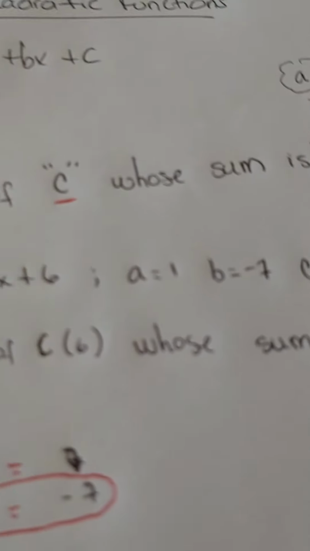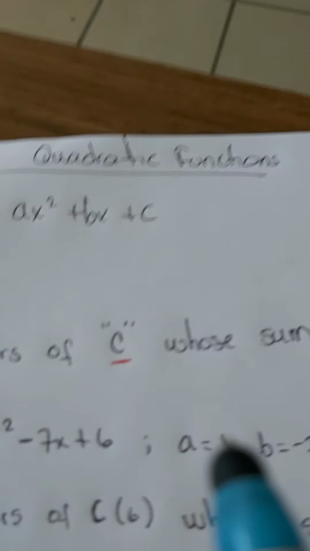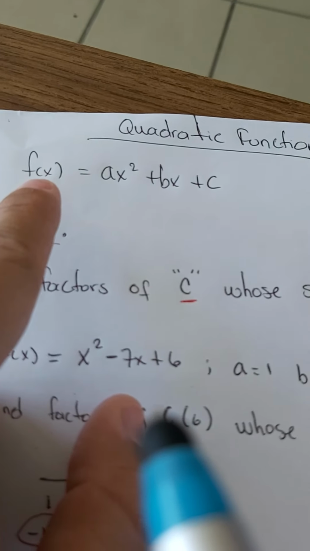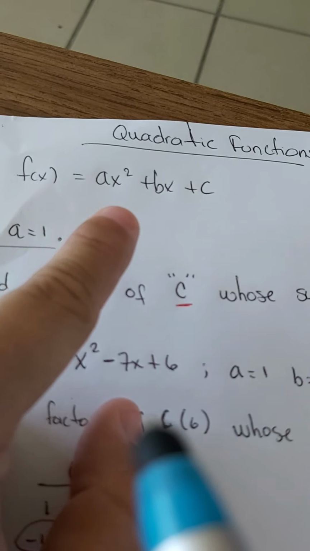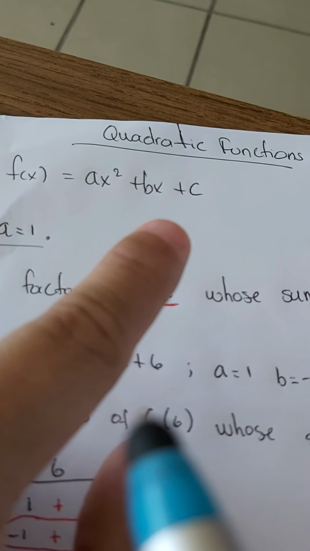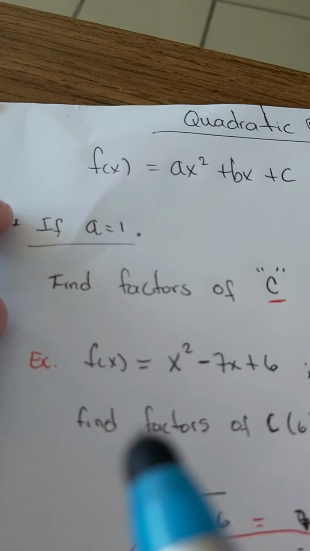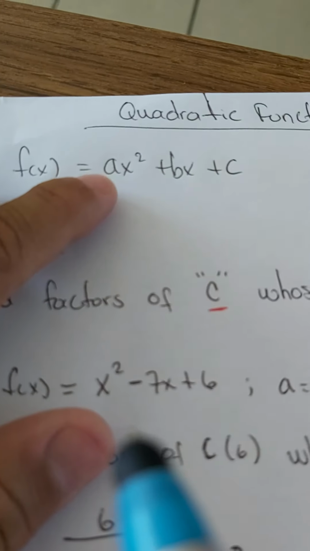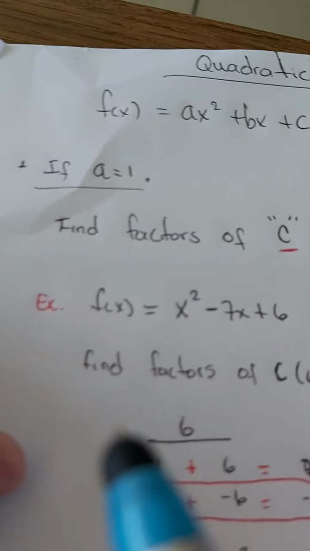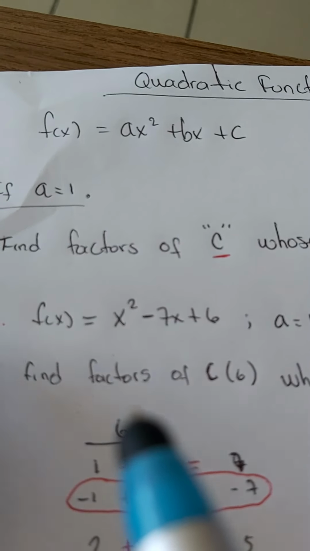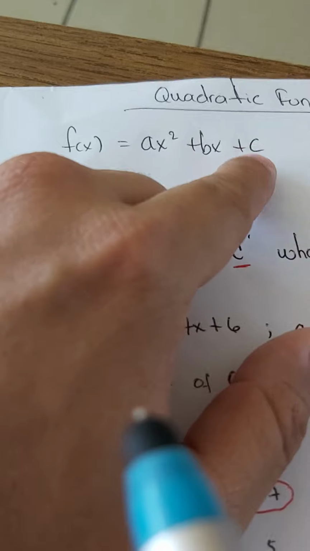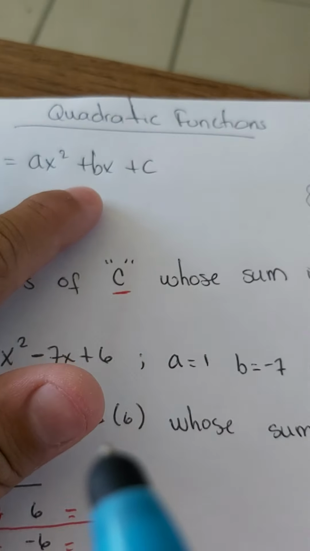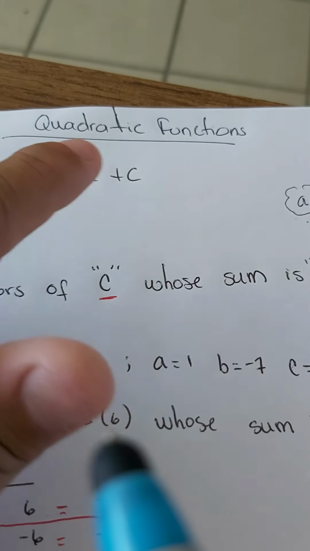Now, before we start factoring, there are many different ways of factoring. The standard form of a quadratic function is f of x equals ax squared plus bx plus c. One way of factoring is when a is equal to 1. If a equals 1, then we have to find factors of c whose sum is equal to b.